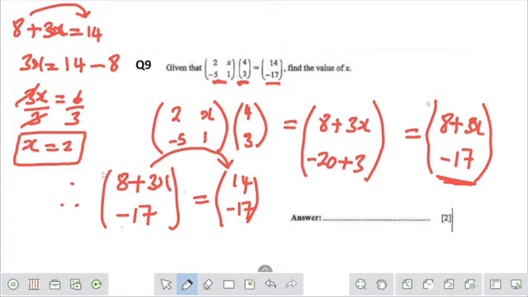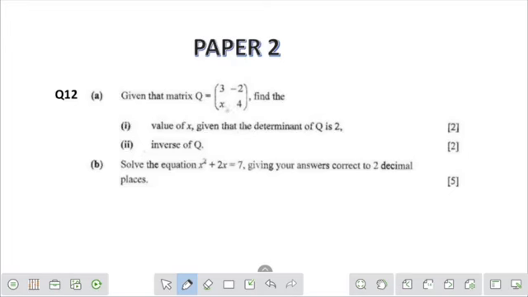Okay, so we now look at part 2, where questions from mathematics paper 2 were brought under the same topic, matrices. Question 12a, given that matrix Q is equal to this one, find the value of x, given that the determinant of matrix Q is equal to 2. So we need to find the value of this x, given that the determinant of this matrix Q is 2.